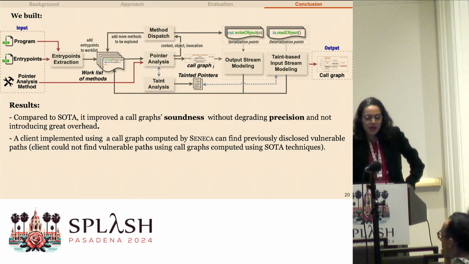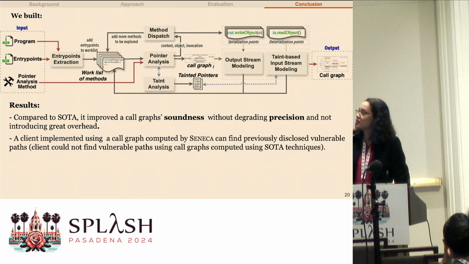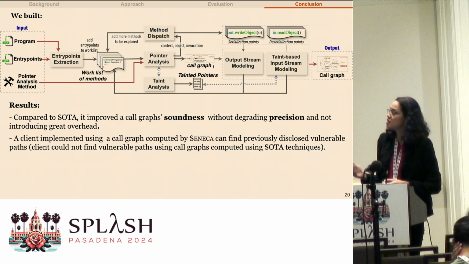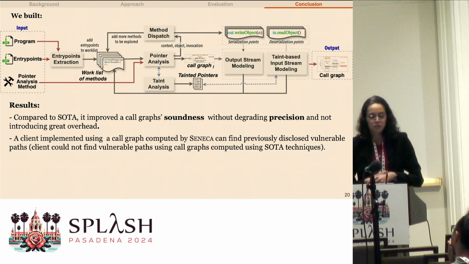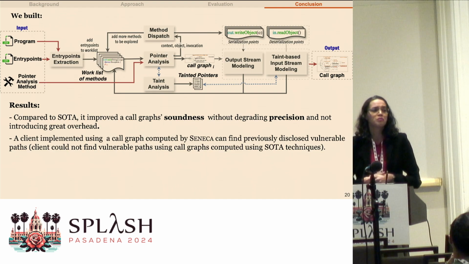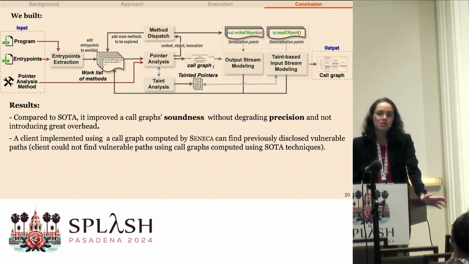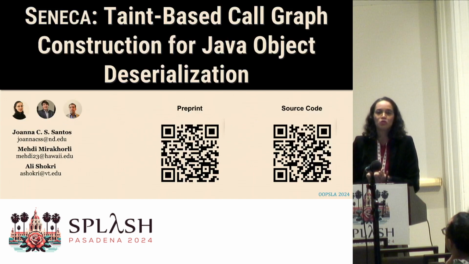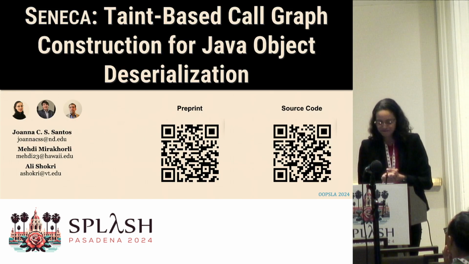So with that said, just to wrap up, we built an approach to improve the soundness of call graphs with respect to object deserialization. Compared to the state-of-the-art approach, our approach improves the call graph soundness without greatly decreasing the precision of these call graphs. And as you can see on the previous slide, this call graph was useful for a client analysis for vulnerability detection. With that said, I'm happy to take any questions that you may have. Thank you.